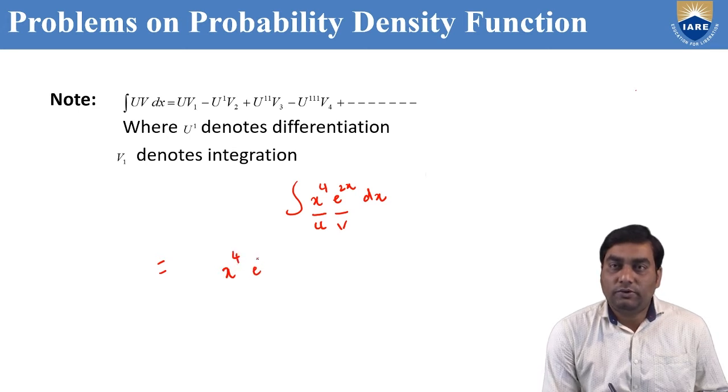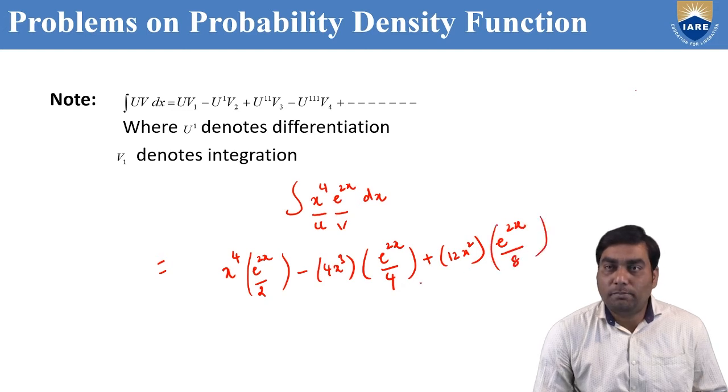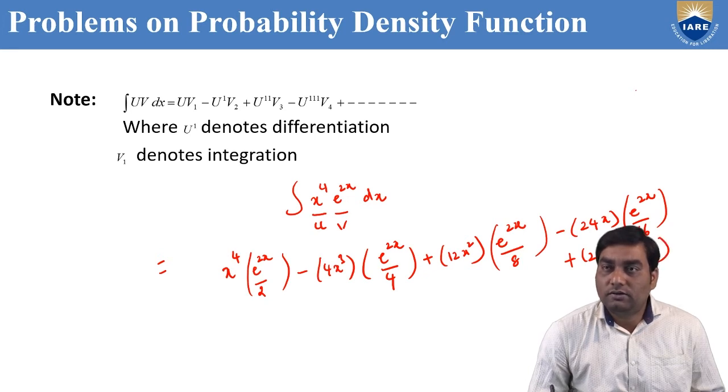Now, integration of v, e power 2x integration, e power 2x by 2, over plus over minus, x power 4 differentiation, 4x cube, e power 2x by 2 integration, e power 2x by 4, minus over plus, 4x cube differentiation, 12x square, e power 2x by 4 integration, e power 2x by 8, because 1 by 4 is constant, plus over minus, 12x square differentiation, 24x, and e power 2x by 8 integration, e power 2x by 16, minus over plus, 24x differentiation, 24, e power 2x by 16 integration, e power 2x by 32, over plus over minus, 24 differentiation, 0. Stop here. This is the answer.